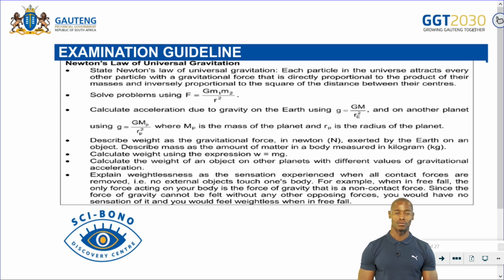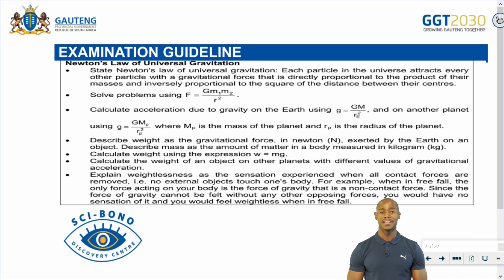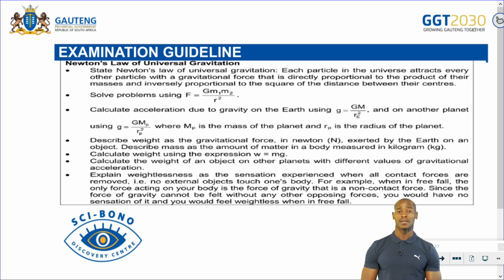Then we must also be able to solve problems using the equation F equals G m1 m2 over r squared, where F is the gravitational force in newtons and G is the gravitational constant, and that constant is there on our data sheet or the table of constants. It is 6.67 times 10 to the power negative 11. M1 and M2 are the masses of the two objects measured in kilograms. And r is the distance between the centers of those objects, which is measured in meters, right?